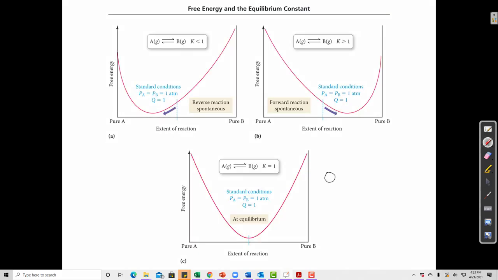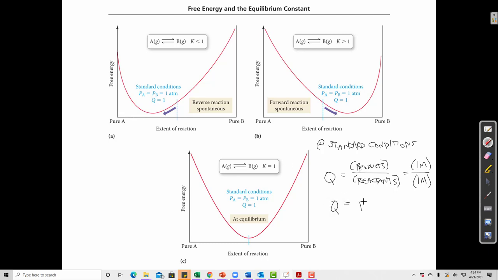Q is always equal to 1, because when I'm calculating Q for standard conditions, the concentration of products over reactants, if we're at standard conditions, standard conditions means that the concentration of products is 1 molar, right? Because the concentration of everything is 1 molar. Therefore, the concentration of reactants is 1 molar. Therefore, Q is equal to 1.